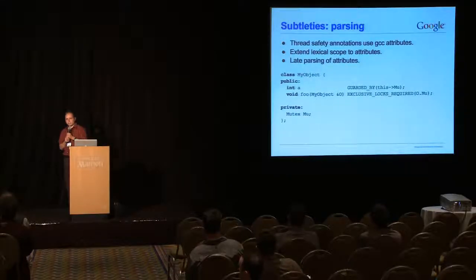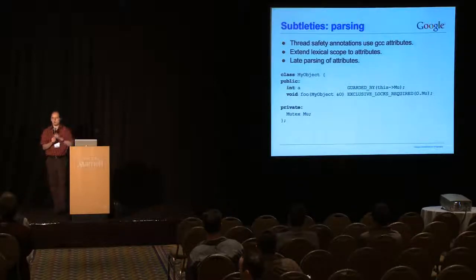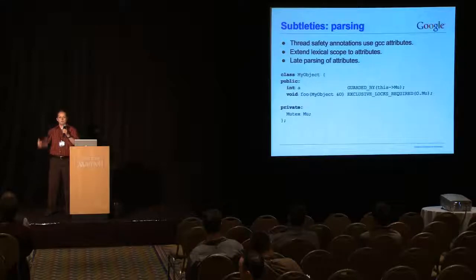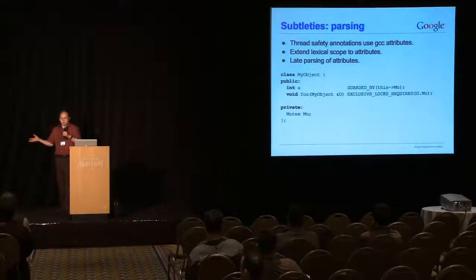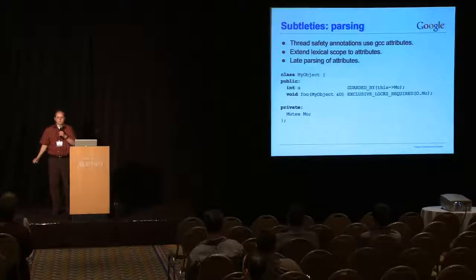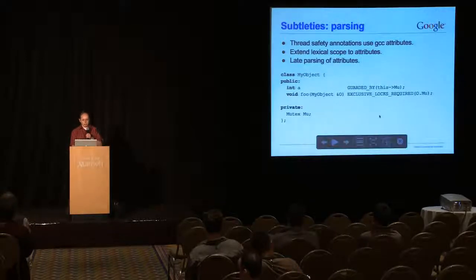All right, some subtleties. The first big subtlety in the implementation is parsing, because as you noticed, these annotations actually have full C++ expressions that denote the mutexes. Most annotations that you use, we're using the GCC attributes to do this, but we could also use the C++11 attributes. But most GCC attributes don't have expressions, so there was no support for this. And not only do you have expressions, but you now have to extend the lexical scope properly. So for example, if we have a guarded by this arrow mu, but mu is declared after the original data member, then we need to handle that.